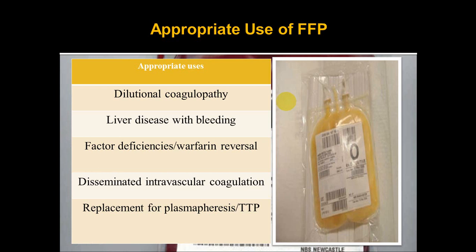This is part 2 of our lecture about blood transfusion. We continue our lecture. Now we'll talk about appropriate use of fresh frozen plasma. Fresh frozen plasma is usually used whenever you have dilutional coagulopathy.